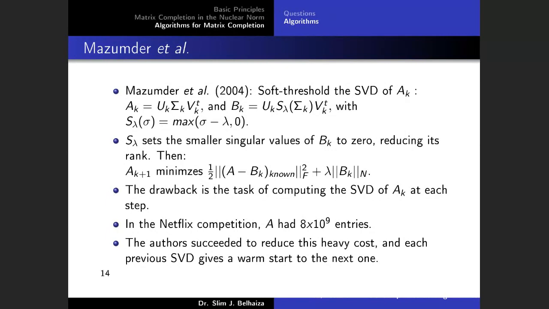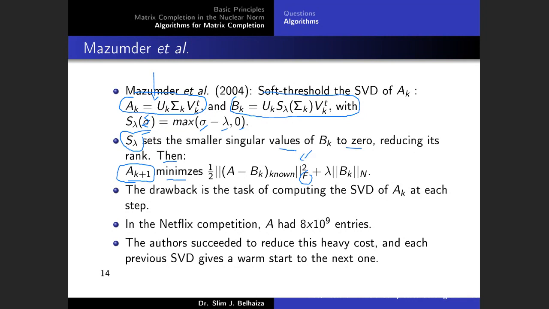So basically, at every iteration, they write the SVD decomposition for A and B, where B is equal to U_K S_lambda(sigma_K) V_K^T. What is S_lambda(sigma)? It's the maximum value between sigma minus lambda and zero. So S_lambda sets the smaller singular values to 0, reducing the rank this way. Then the A_(K+1), which is going to be used in the next iteration, would minimize the Frobenius norm of A minus B_K, squared.